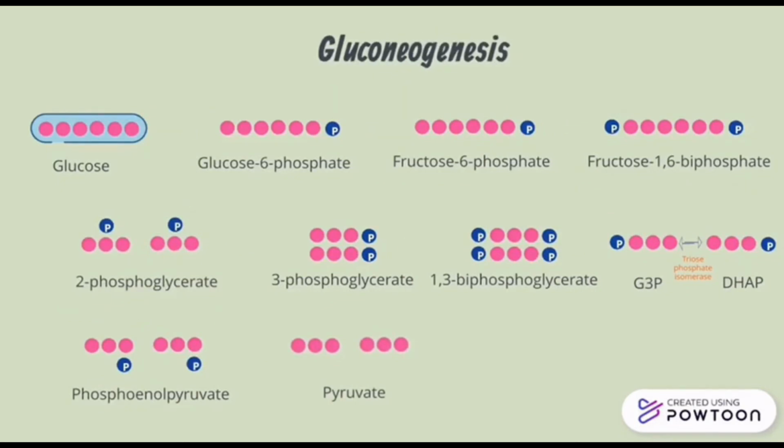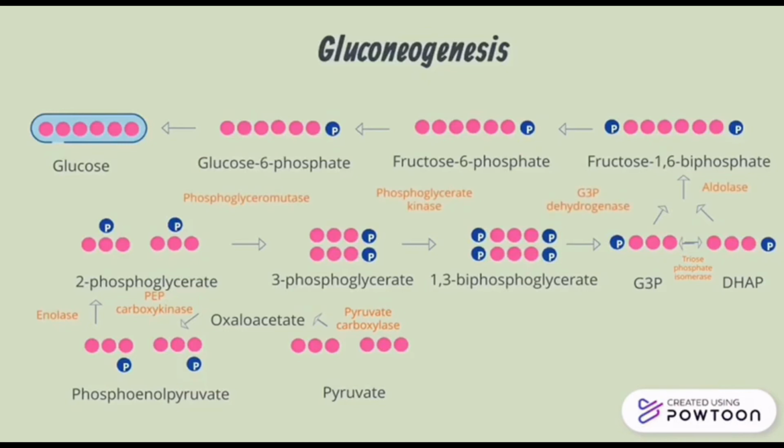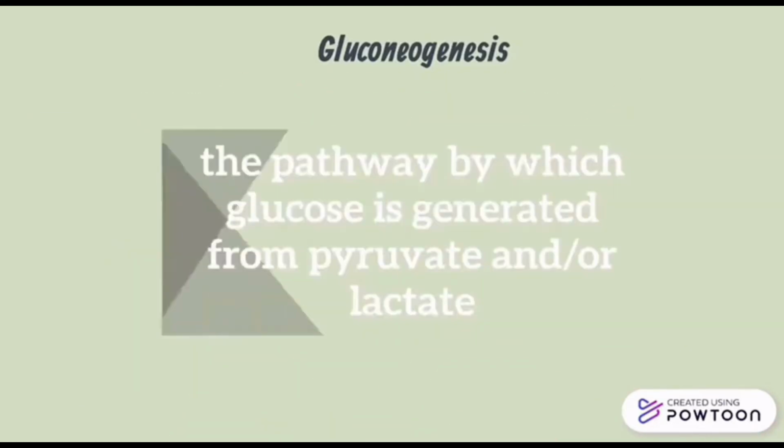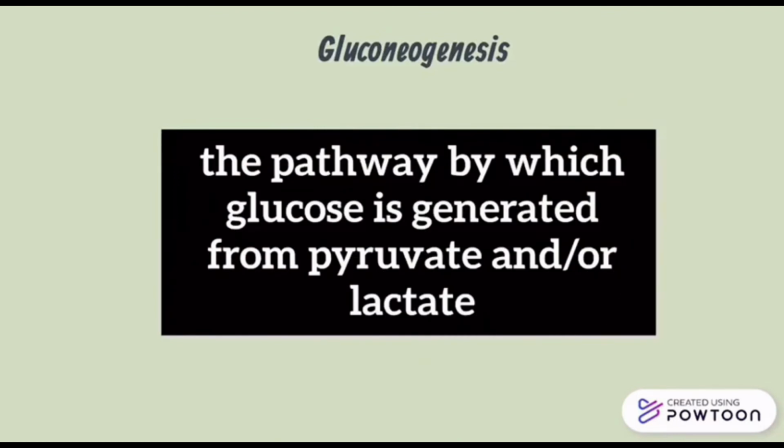Second, gluconeogenesis. Gluconeogenesis is a reverse action of glycolysis. It starts with pyruvate and ends with glucose. As shown in the video, the flow of gluconeogenesis with the enzymes involved from the early process until the end. Gluconeogenesis is actually defined as a pathway by which glucose is generated from pyruvate or lactate.